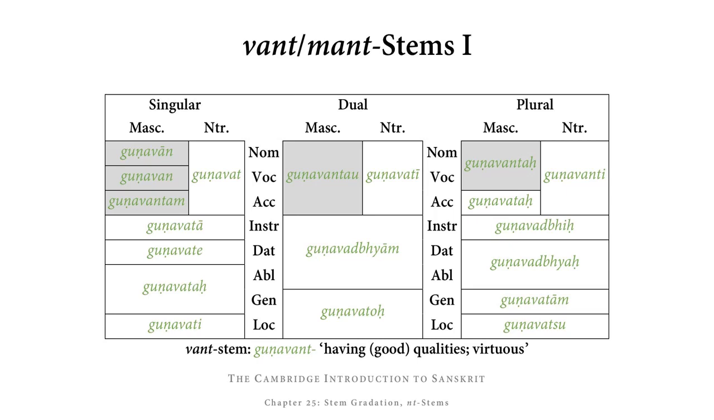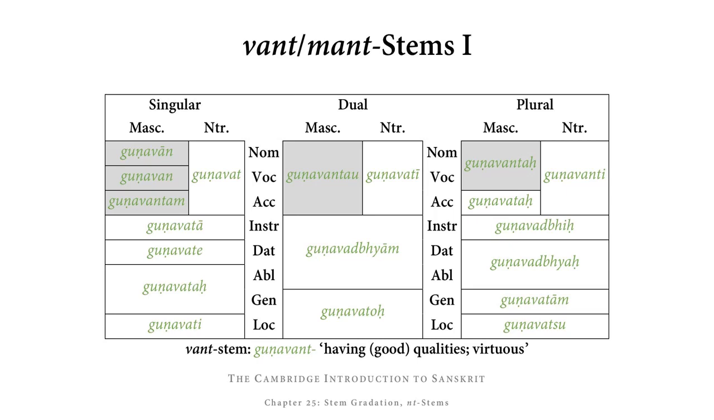In front of that, the T at the end of the stem becomes voiced too, so it turns into a D. We have the weak stem, and so it's gunawad bich, gunawad biach, gunawad biach. Genitive plural has the ending am. In front of that, the stem does not change, so it's gunawat tam with the T as normal.